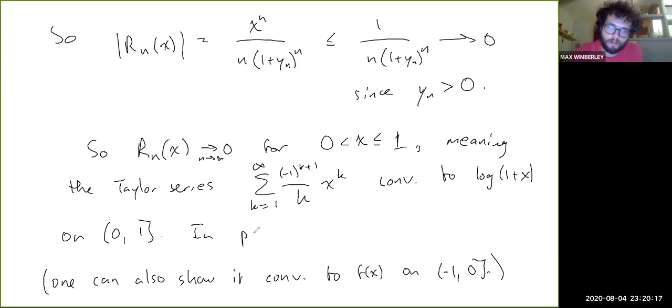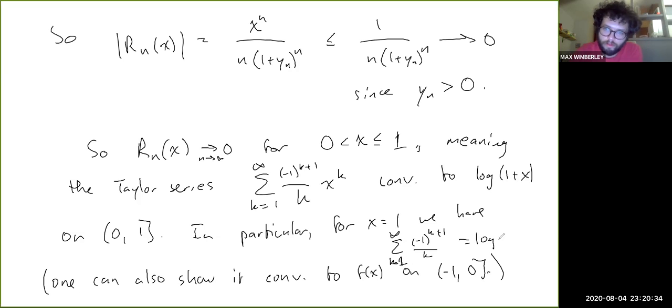So in particular, for x equals 1, we have that the series of negative 1 to the k plus 1 over k, from k equals 1 to infinity, equals log of 2, right? The way I phrased the argument is not that much different from what's in the book. You just end up with this x to the n here, which doesn't really do anything. But the way I went about this ends up showing that the Taylor series of this function converges to the function itself on all of the points on this interval.